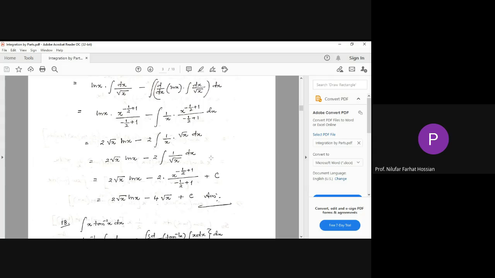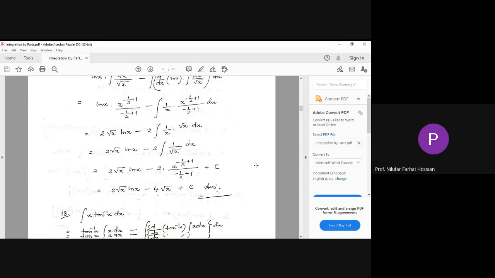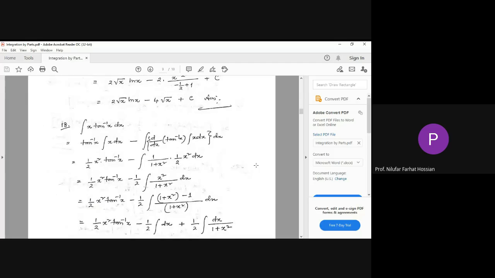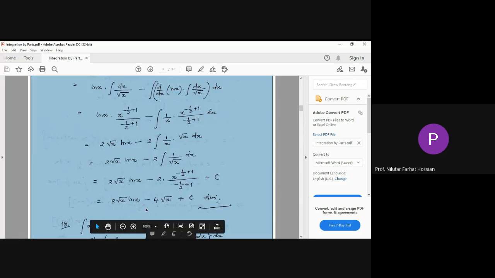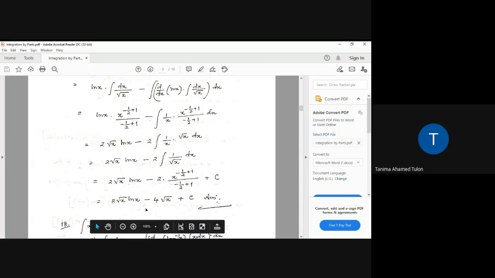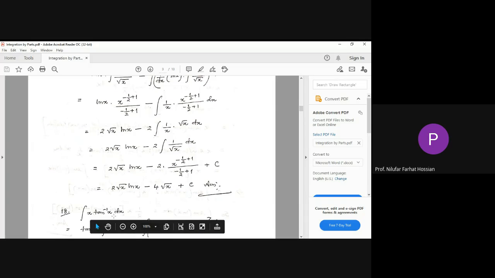Any more question from this math? Okay. So now here, please tell me which factor should be taken as first function and which one as second function? Tan inverse x should be first function, because you cannot integrate tan inverse x directly. It is not possible.